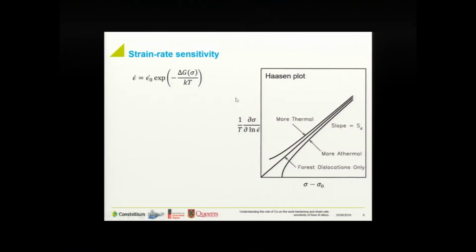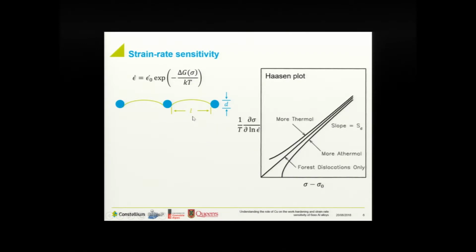So if we look at the strain rate equation based on an activation energy for dislocations to overcome an obstacle, given that there's a certain amount of thermal energy within the system, we have the rate equation. So we have dislocations that are pushing up against obstacles. These can be clusters, precipitates, or other dislocations.